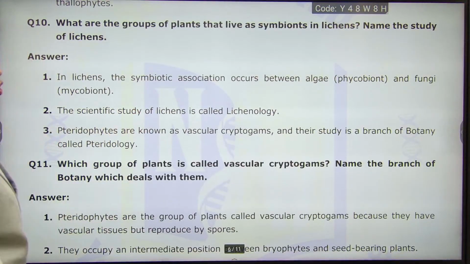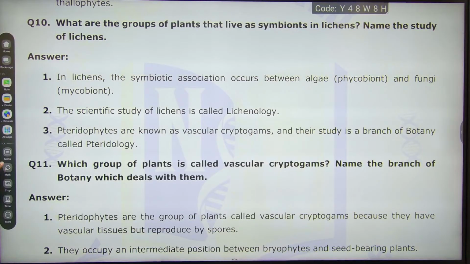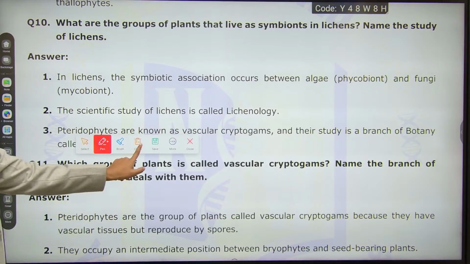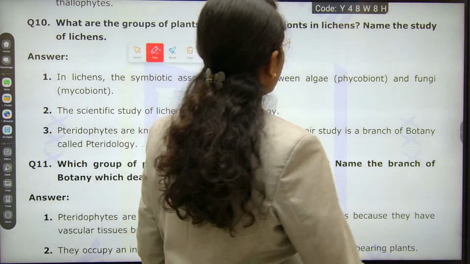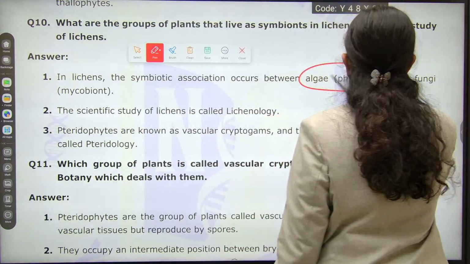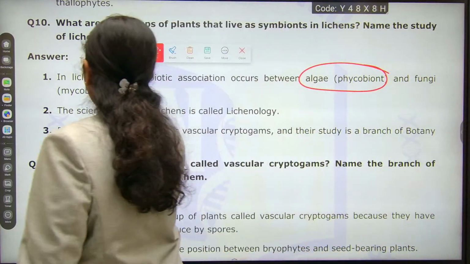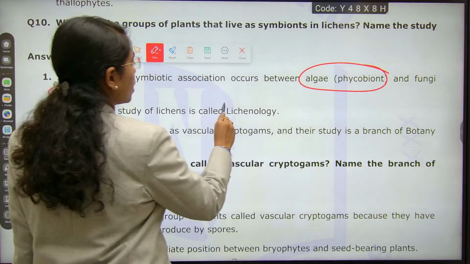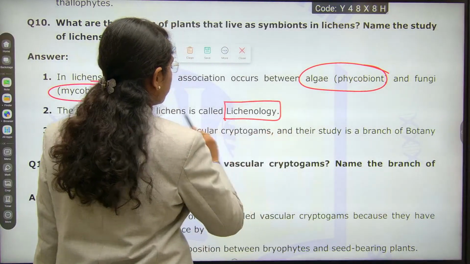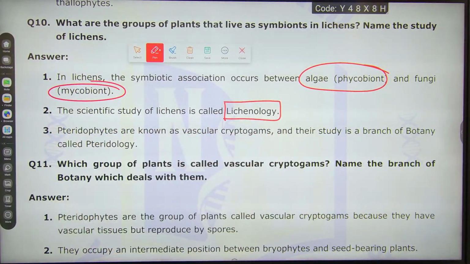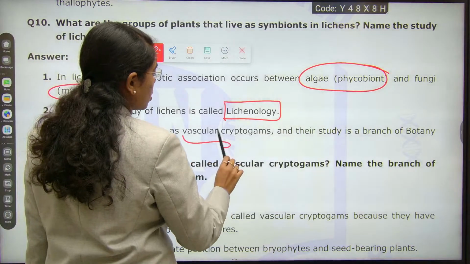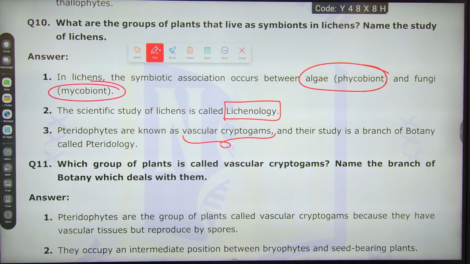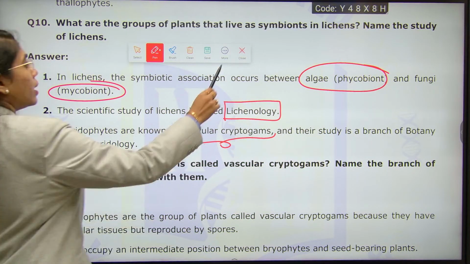What are the plants which live as symbionts in lichen? Name the study of lichens. Lichen is the symbiotic association between algae, that is phycobiont, and fungi, that is mycobiont. The scientific study of lichens is known as lichenology. Pteridophytes are known as vascular cryptogams and their study is the branch of botany called pteridology.